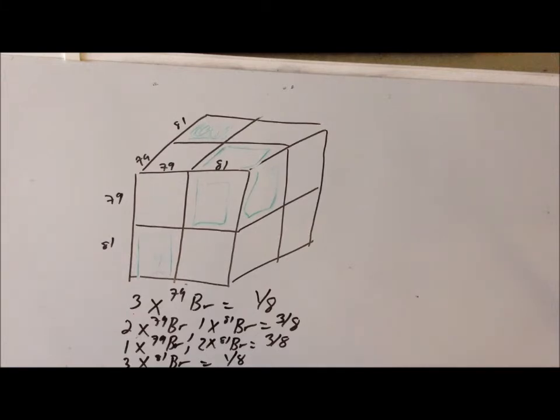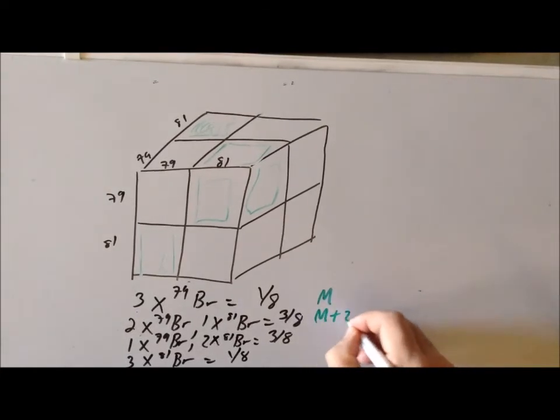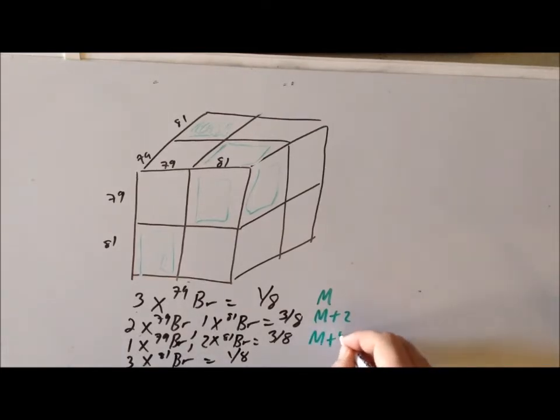And then the masses that go with those: this would correspond to the M, the molecular peak. The second situation would be the M plus 2 peak. The third situation would be the M plus 4 peak. And then last but not least, the combination for 3 bromine 81s would be the M plus 6 peak.